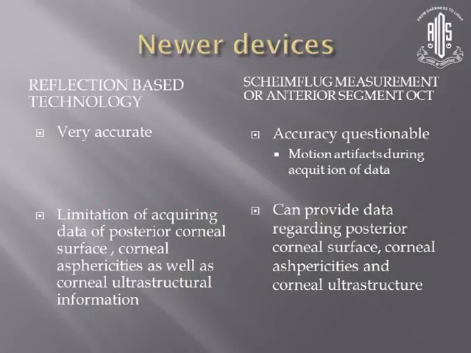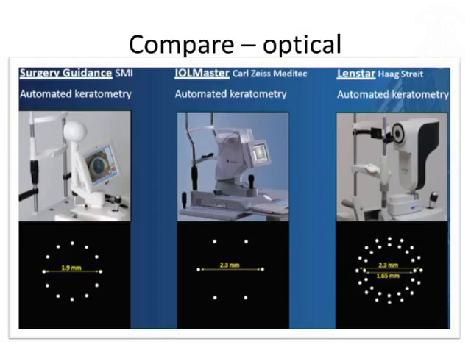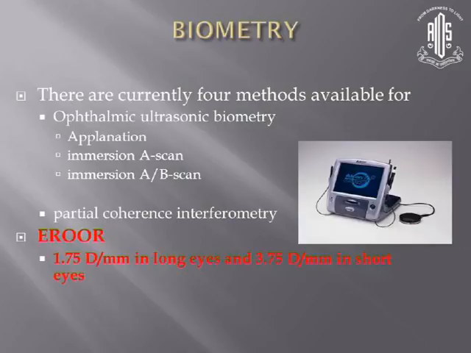Broadly speaking, if you divide these machines into two parts, they are either reflection based or Scheimpflug based, both having their advantages and disadvantages. Just to make a small comparison, you have the manual keratometry, which measures the central 3.4 millimeter. You have an automated one, which measures about 3 millimeter. You have Pentacam, again measuring about 3 millimeter of the central cornea. You have an Auto-K, which measures about 1.9. An IOL Master measures about 2.3 of the center. And a Lenstar, which is slightly better because it measures multiple points at two different radii. So this is all about keratometry.